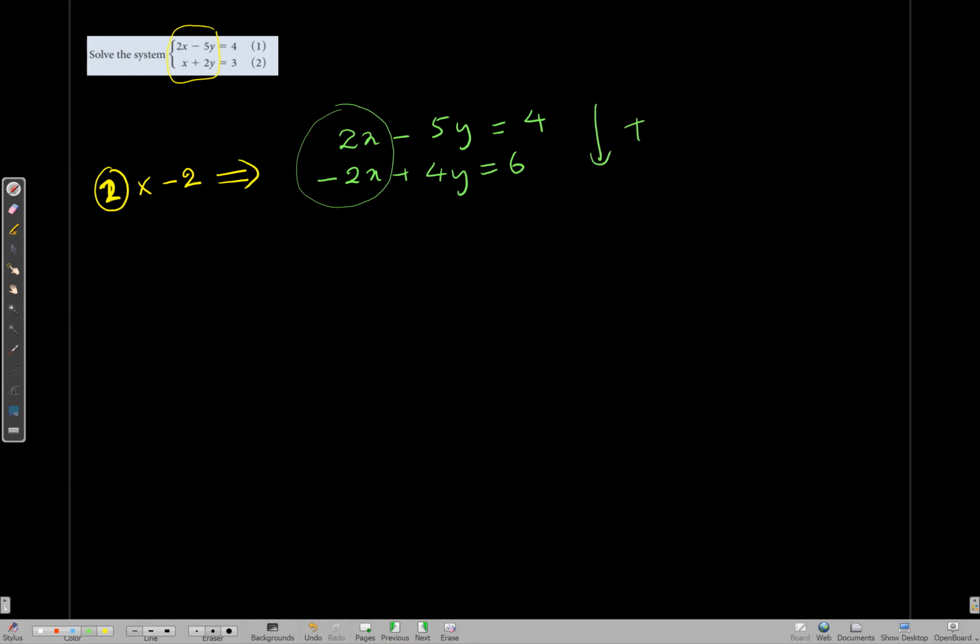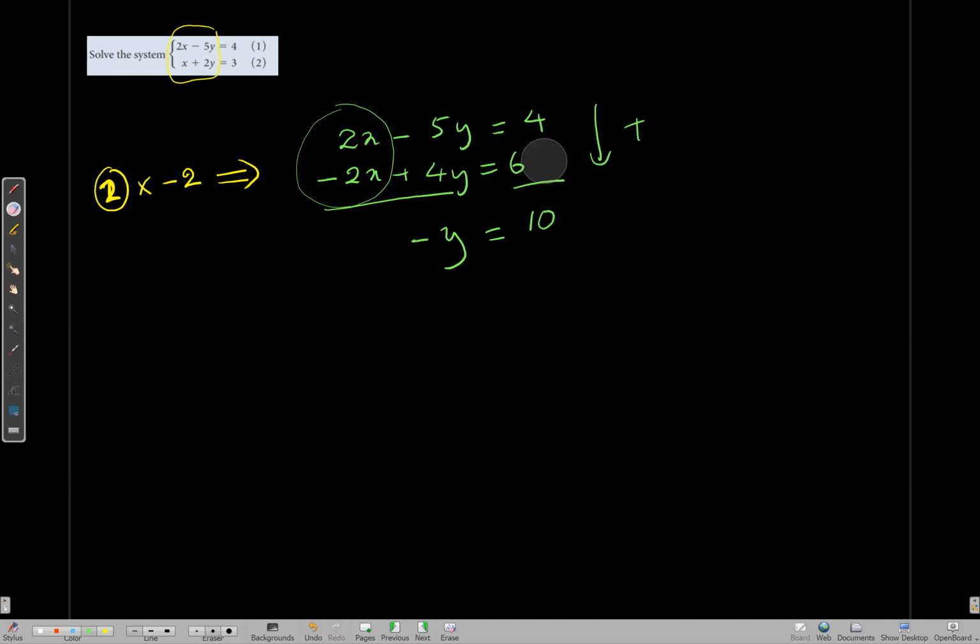Now, if I add these two equations like this, x's will cancel and I get -y. So if I add the left-hand side and right-hand side, I get -y equals 10, right? Sorry, here I made a mistake. Did you catch it?